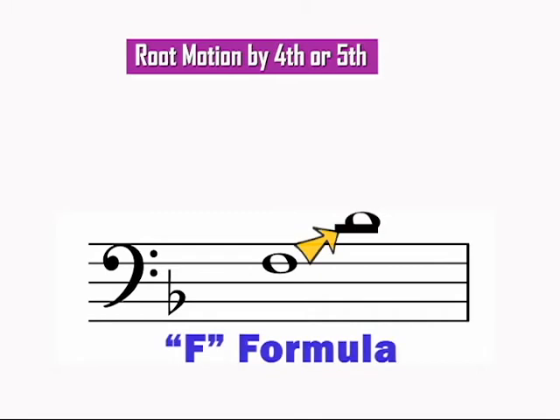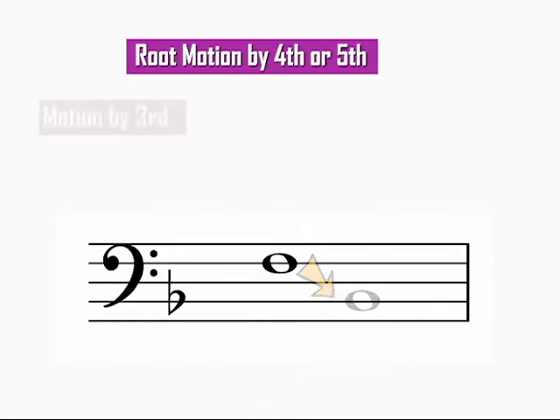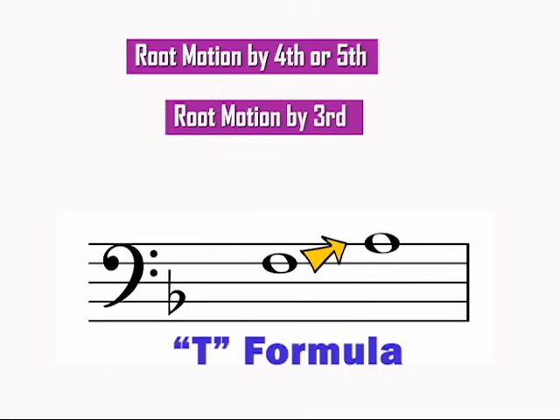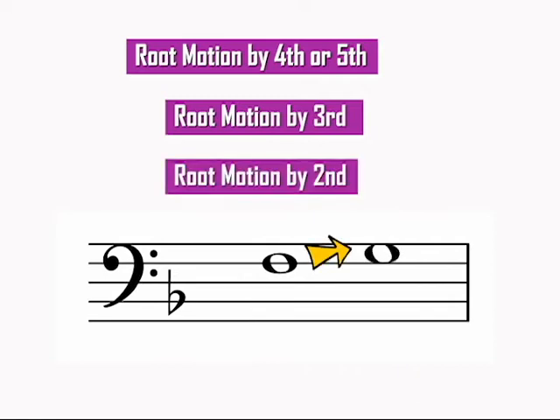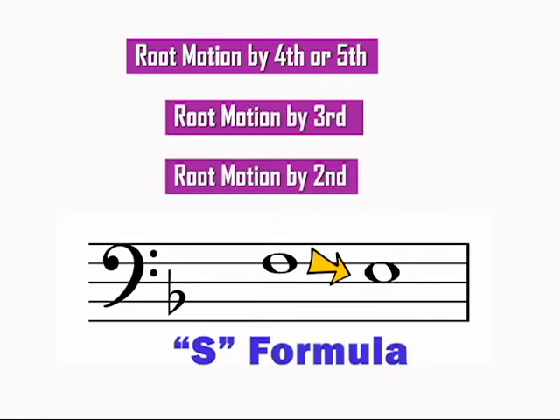The first is when the root motion is by 4th or 5th. In these cases, we will use what we call the F formula. When the root motion is by 3rd, we will use the T formula. T stands for 3rd. And finally, when the root motion is by 2nd, we will use the S formula. S stands for 2nd.